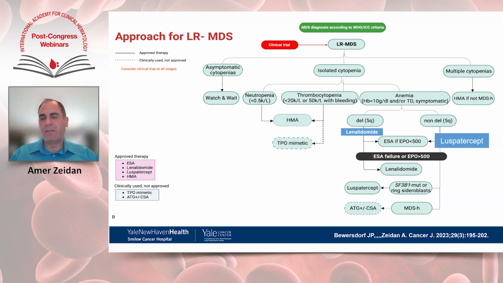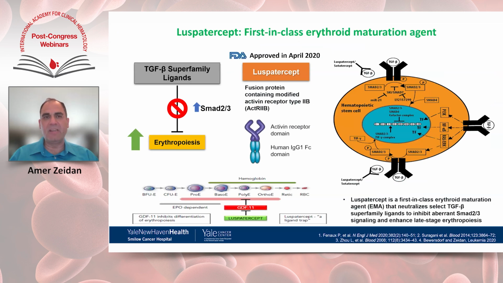And the second update in 2024 was the approval of imetelstat, which is a first-in-class drug that inhibits the enzyme telomerase and leads to improvement in anemia as a second-line agent. So I'm going to start with some of the highlights that focused on lower risk MDS, and then I'm going to go to higher risk MDS.